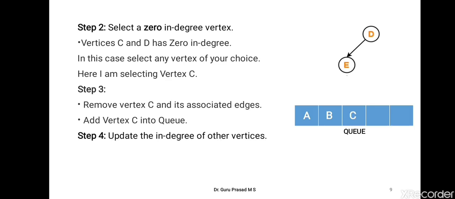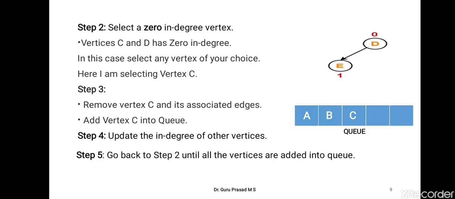Update the in degree of other vertices. Now for the vertex D, there is no incoming edge, so in degree of vertex D is 0, and there is only one edge coming to E, so the in degree of vertex E is 1. Step 5. Go back to step 2 until all the vertices are added into the queue. Right now only 3 vertices are added into the queue out of 5 vertices.